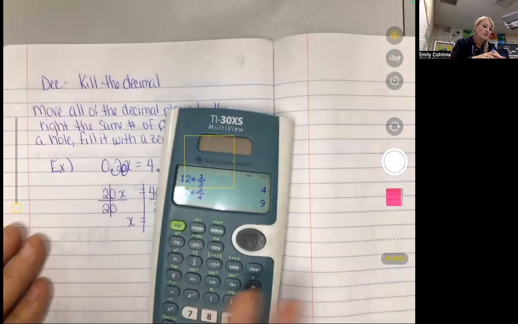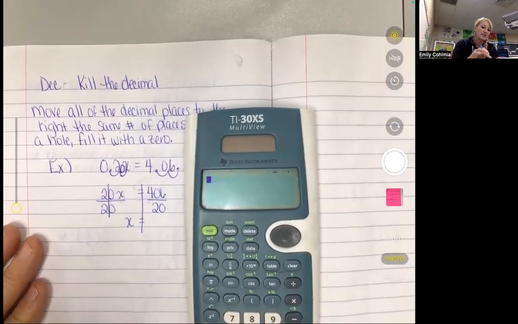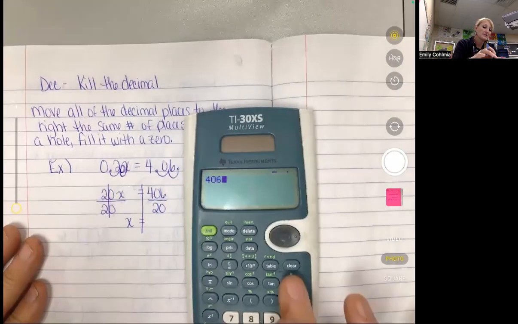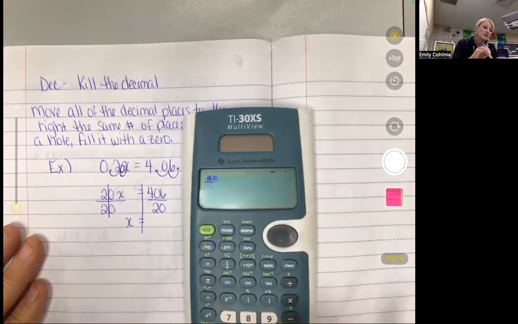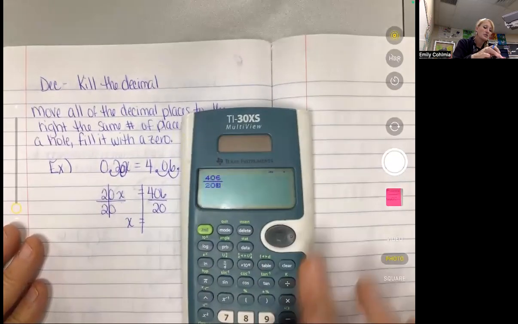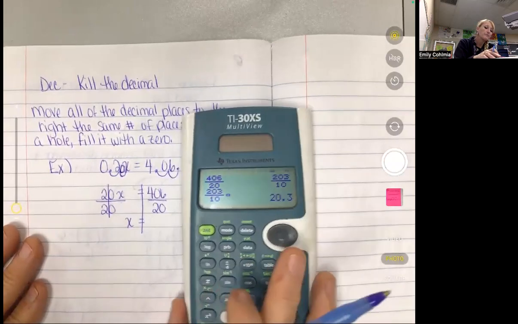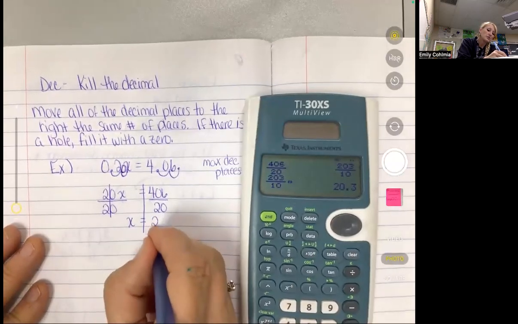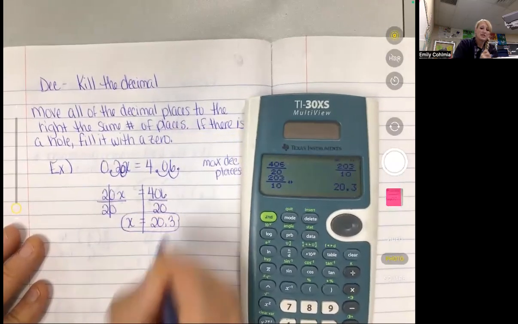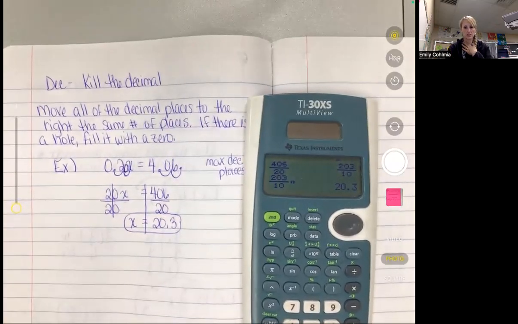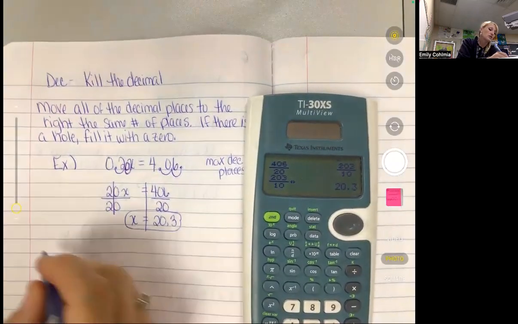And since my problem was in decimals, I want my answer in decimals. So I'm going to do 406 divided by 20 instead of in fractions. If you want to do it in fractions, it's a good habit just to leave it in fractions, but then change it to decimals from there. So my answer would be 20.3. If your problem is in decimals, your answer should be in decimals. Let's try another one.